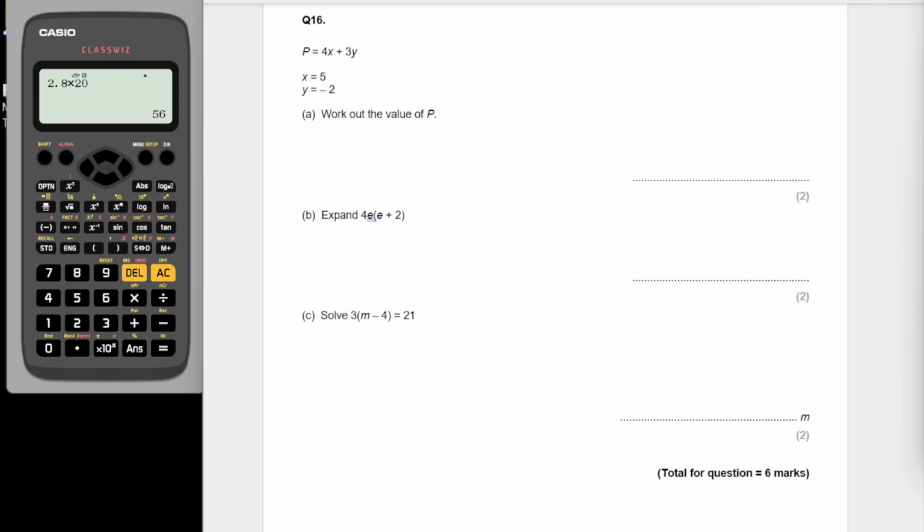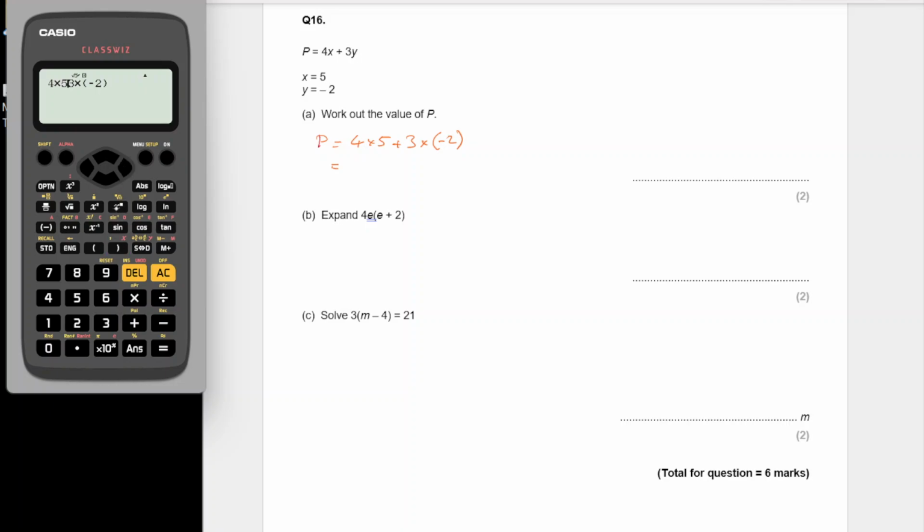Okay, question 16. Work out the value of P. So we've got some basic substitution here. So P is going to be equal to 4 lots of X, so 4 times by 5, plus 3 lots of Y, so 3 times by, and Y is a negative number, so I'm going to put it in brackets. And my calculator will do that completely for me. So 4 times 5 plus 3 times by minus 2.